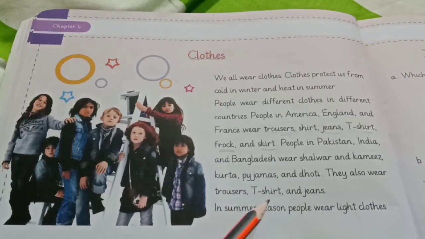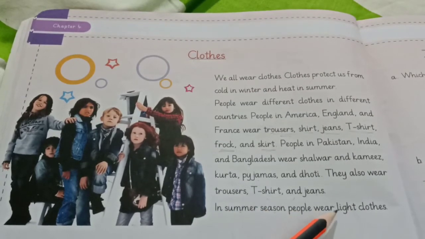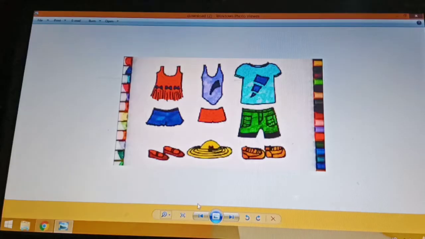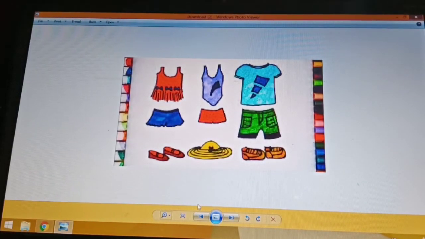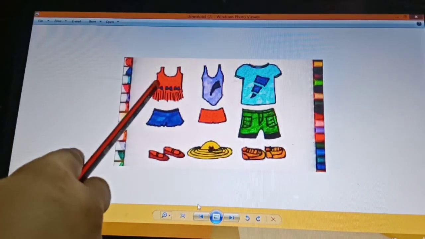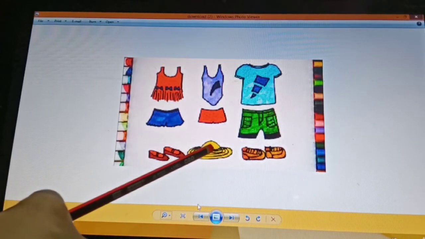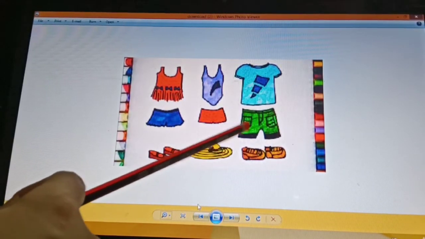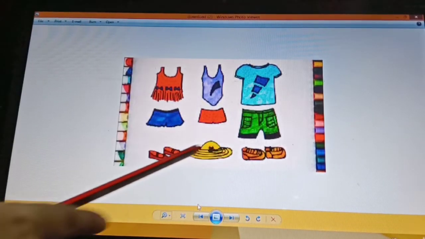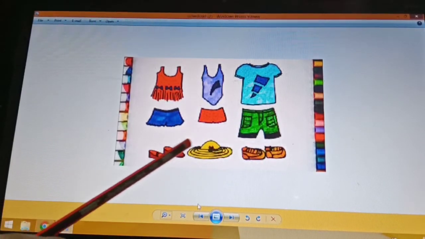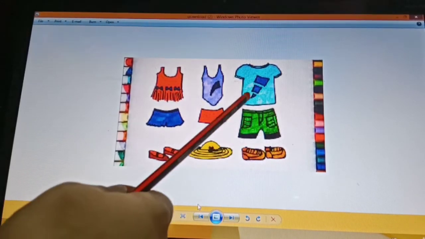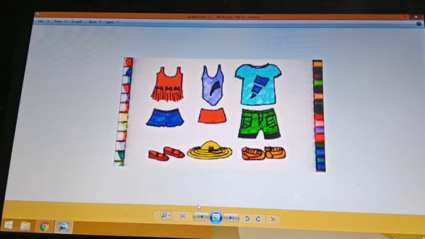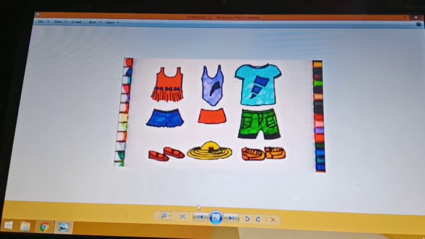In summer season, people wear light clothes. So this is the dressing for summer season, right? Like short sleeveless dresses, right? And hats, for it protects from sunlight, right? And then shoes like these, open shoes, right? Shorts, t-shirt, right? So these kinds of dressing we wear in summer season, and these are called light clothes in summer, right?